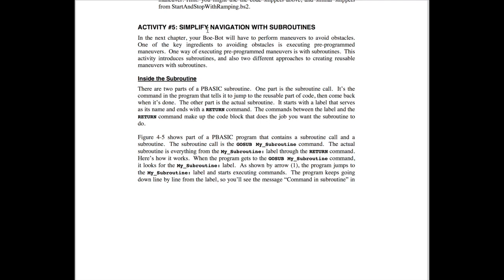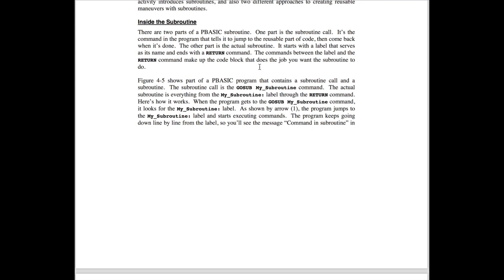Alright, Activity 5, simplify navigation with subroutines. In this next chapter, your Bobot will have to perform maneuvers to avoid obstacles. One of the key ingredients to avoiding obstacles is executing pre-programmed maneuvers. One way of executing pre-programmed maneuvers is with subroutines. New software for the BASIC Stamp here is the use of subroutines. So this is going to be important. We'll use this in later activities. This activity introduces subroutines and also 2 different approaches to creating reusable maneuvers with subroutines.